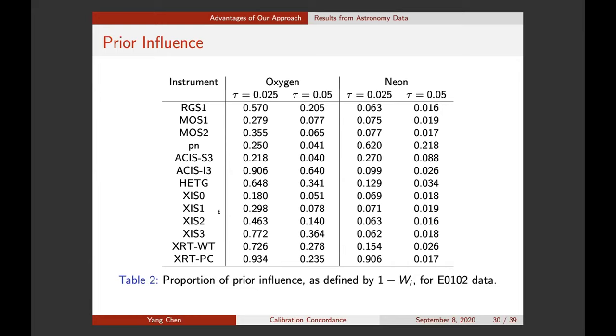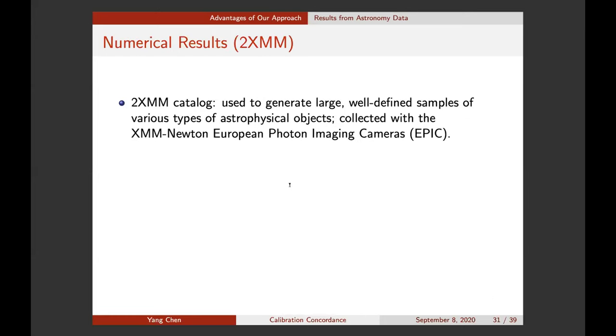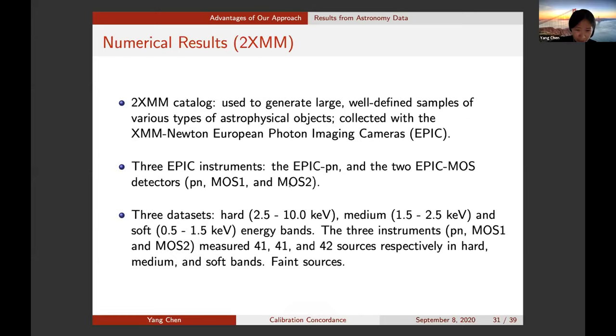So essentially, if we believe, for instance, that our estimates of the effective area are very, very well known, then it's not a concern even if the prior influence gets to 90%. For example, we do have one of them where the prior influence is equal to 0.9, but only for one of them. And that's the XMM dataset.